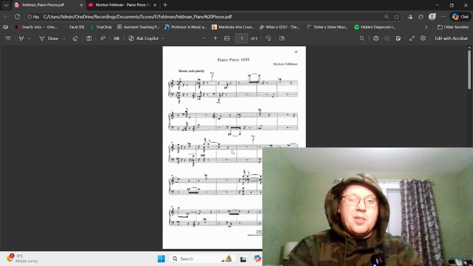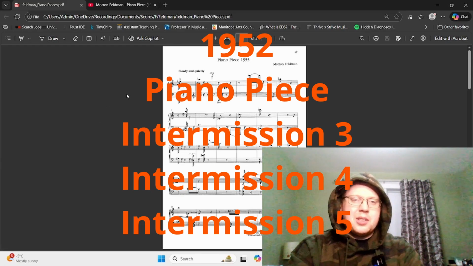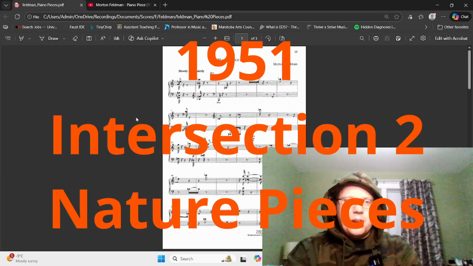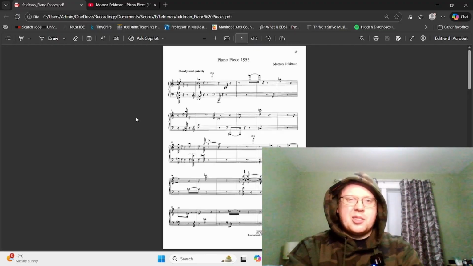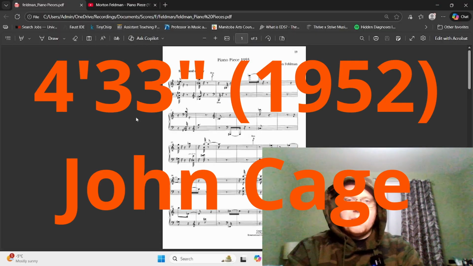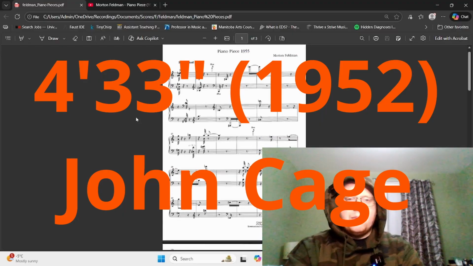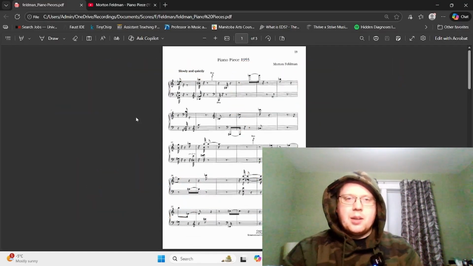There's a lot of other piano pieces from this period. I think we're going to be looking at some from 1952 later in the series, and some from 1951, which is actually around the same time as 4'33" by John Cage. So this is happening at the same time, really.